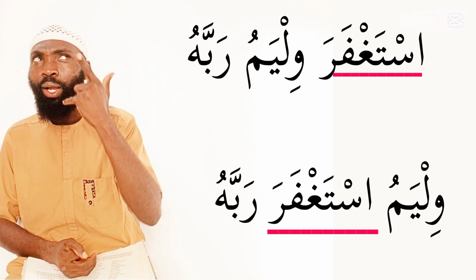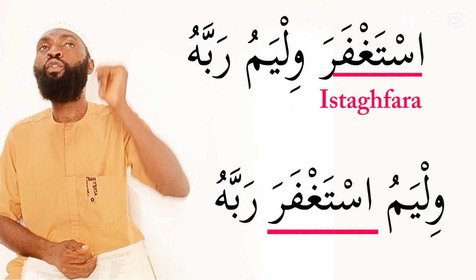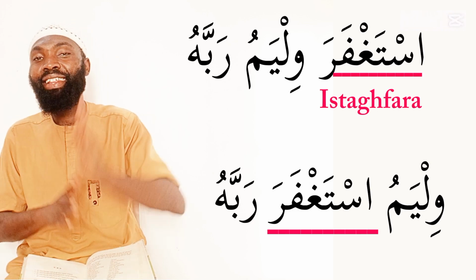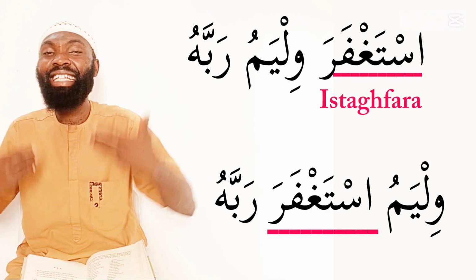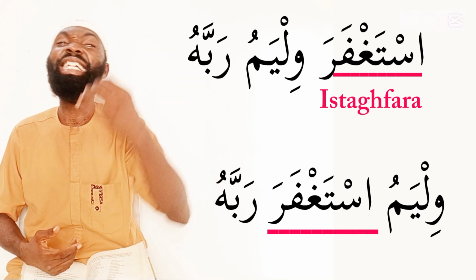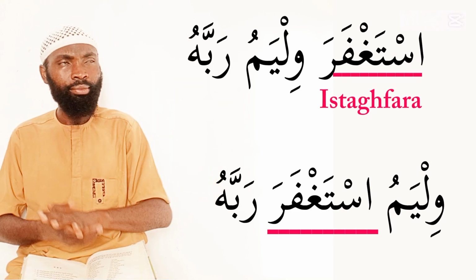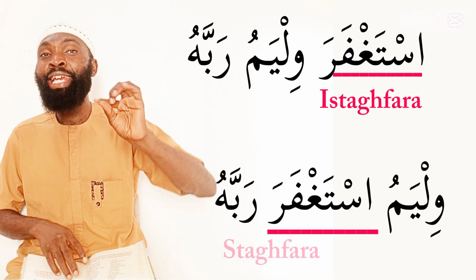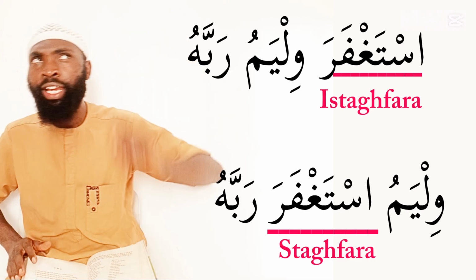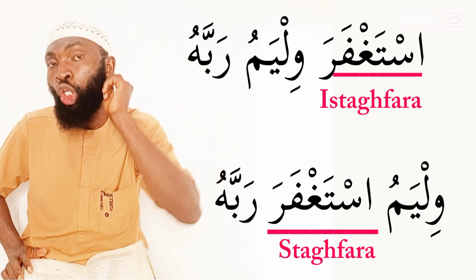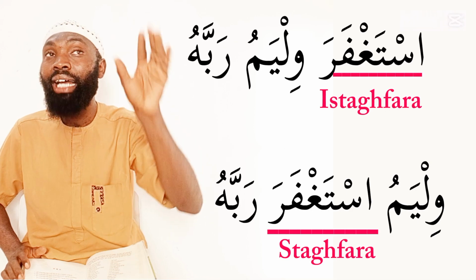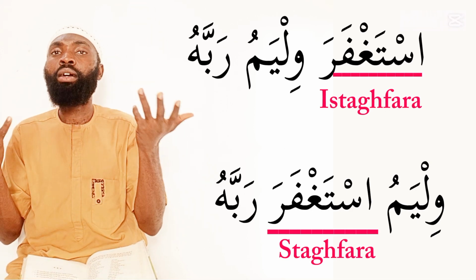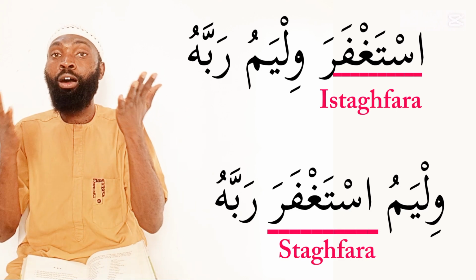You can hear that I said istaghfara, thereby pronouncing the hamza which begins this word in the first sentence. I said istaghfara Williamu Rabbahu. However, in the second sentence, I said Williamu istaghfara. Do you hear me pronouncing the hamza? No. This means the hamza, that alif you can see there, is dropped and not pronounced. What is the cause of this? We are coming to that.